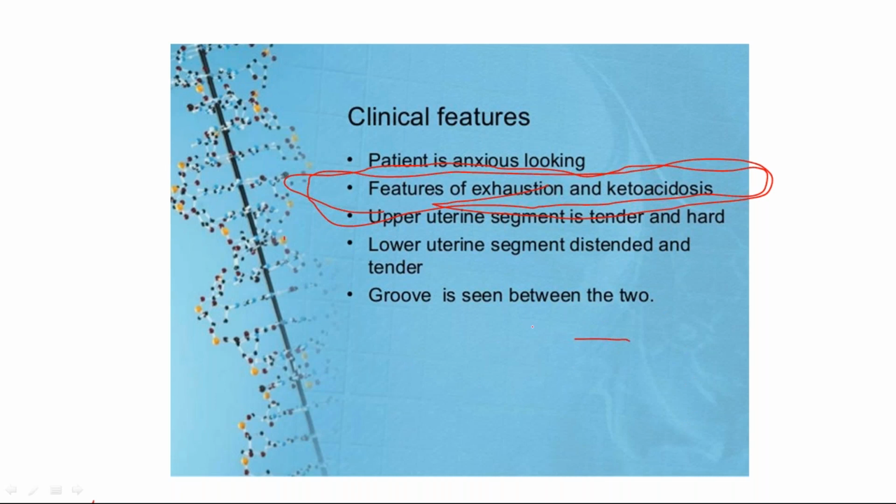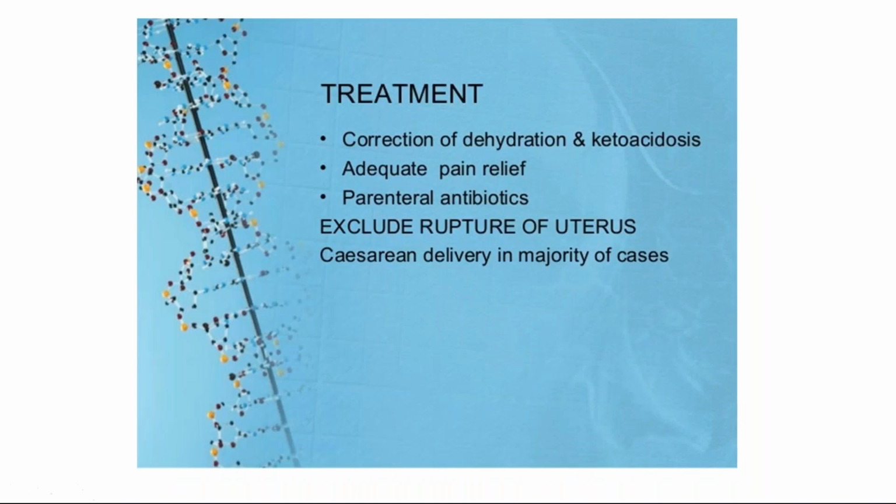The lower segment becomes distended and very tender. You can see the groove in between the upper and lower uterine segments. That is known as the Bandl's ring, which is called a pathological retraction ring.